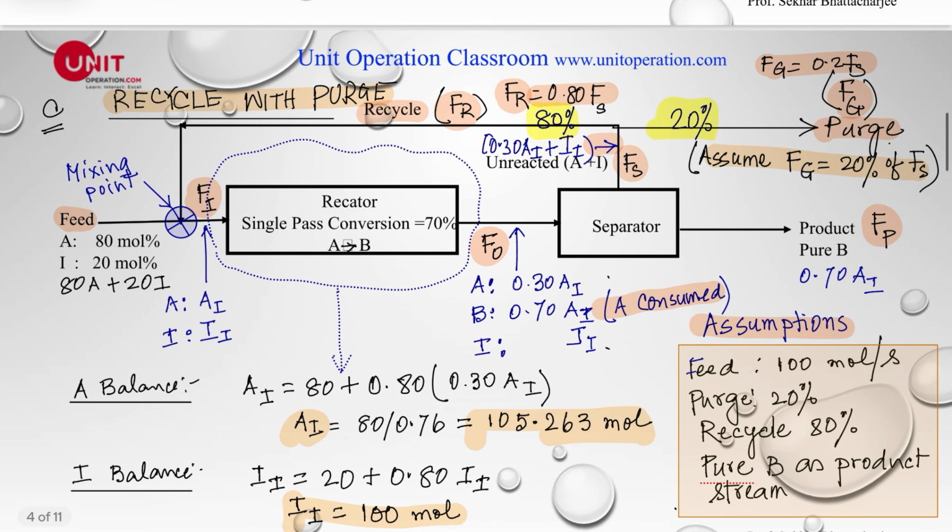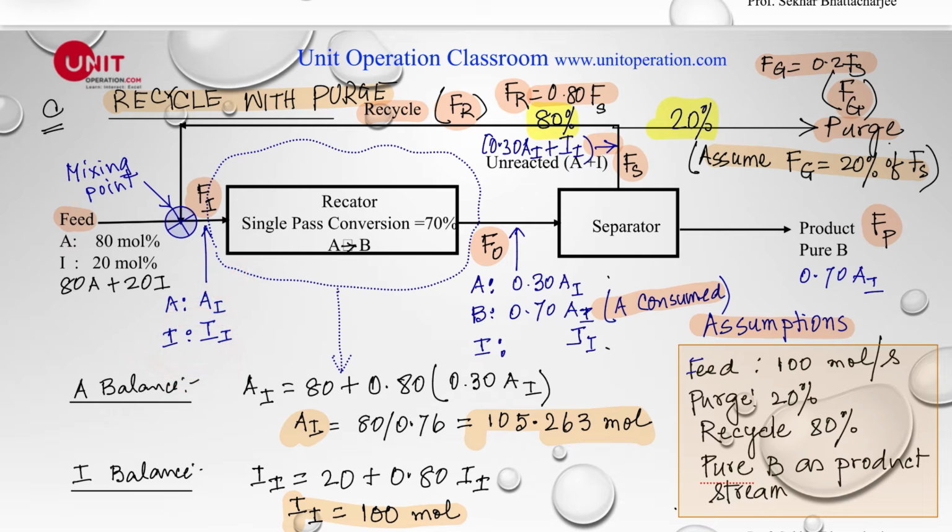Let us take the same example here. Here we have a feed of 100 moles: 80 moles of A and 20 moles of I. And here, after mixing, this is my feed F_I, so this is what is entering here. In this one, the moles of A is A_I, and the moles of I is I_I. The subscript I stands for input, let's say. So here at this point, after mixing, the moles of A is A_I, and the moles of I is I_I.